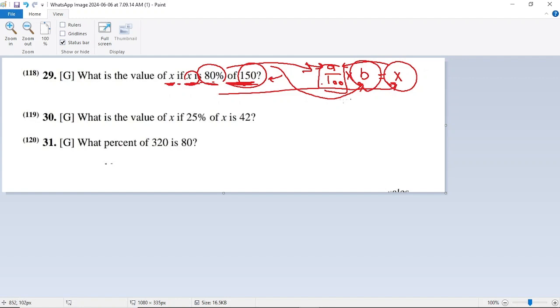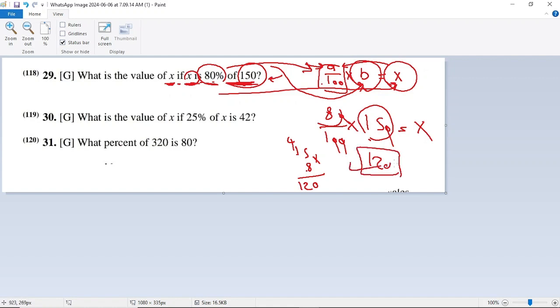This is X. So that means 80 over 100 multiplied by 150 will equal X. So let's simplify this one. The 0 will cancel with this 0. So that means 8 multiplied by 15. So 15 multiplied by 8: 5 multiplied by 8 is 40, 8 multiplied by 1 is 8, and with the 40 it will be 120. So the answer will be 120. Okay?